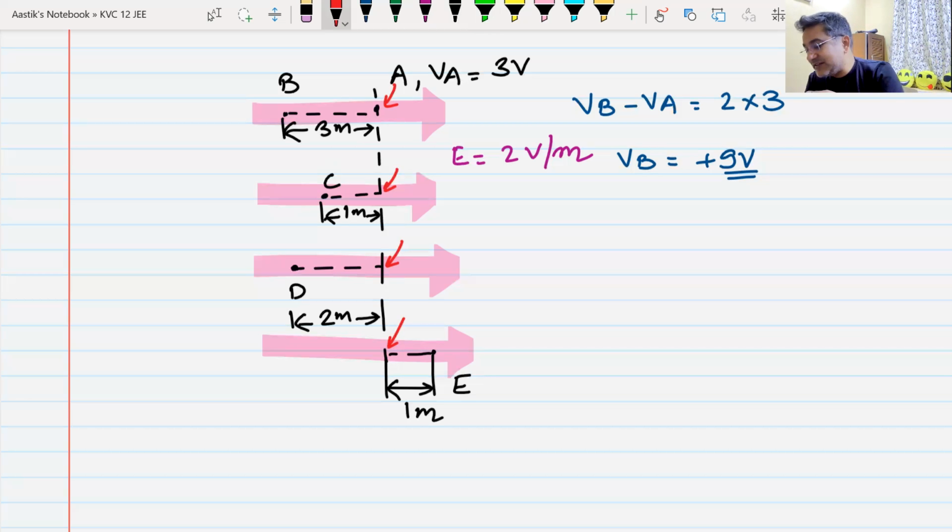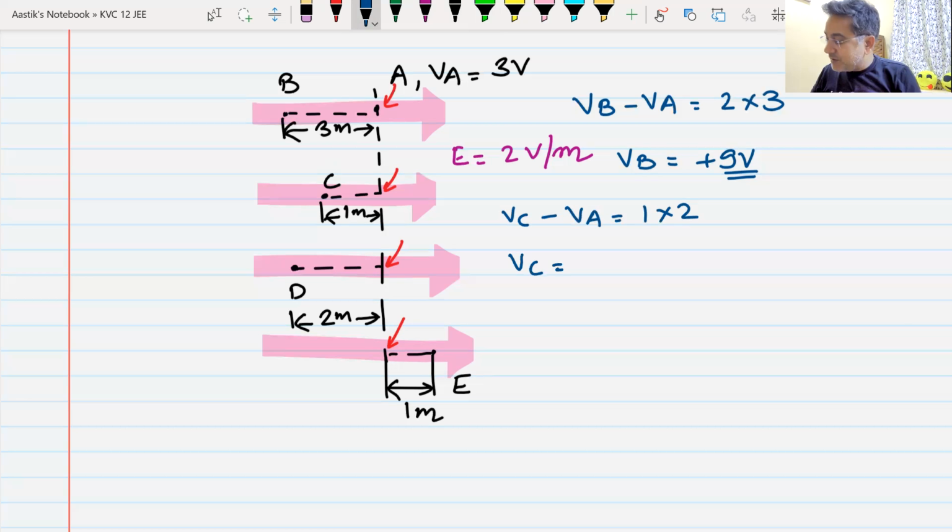How can A be at higher potential? Electric field lines go from higher to lower. They are coming from C. So how can A be at a higher potential? I said C only, sir. Okay, you said C only. Then something is wrong with my ear. So VC minus VA will be equal to 1 multiplied by 2. So your VC will become 3 plus 2, 5 volt. We understand this? Understood, sir.